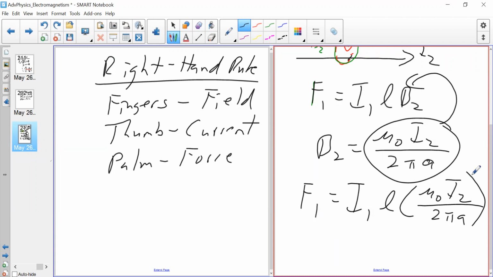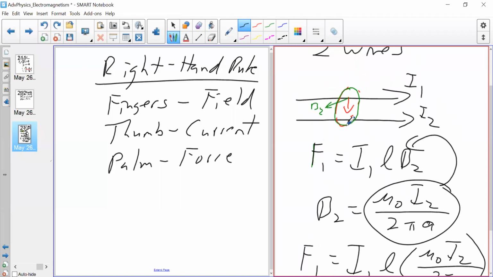So this will be I1, I2, mu naught L, over 2 pi a. And conversely for F2, it would be the same thing, really. Multiplication. Do you have an appreciation for that? Do you see what I'm saying there?